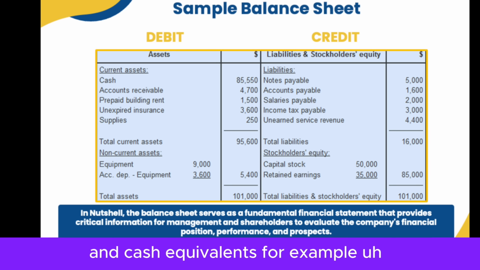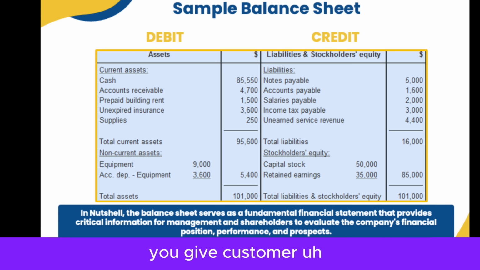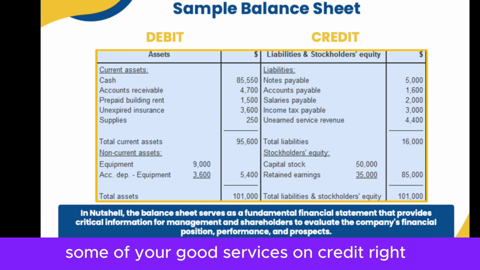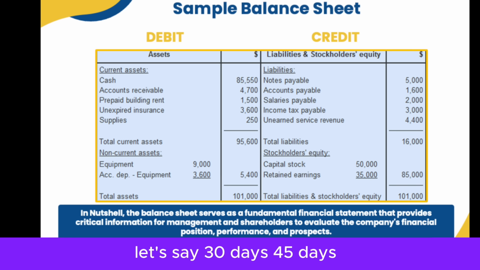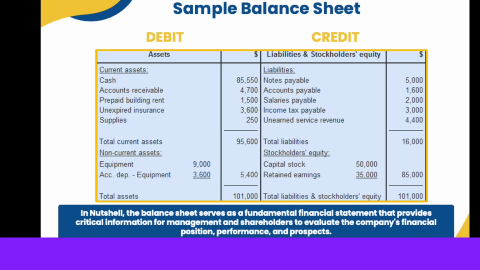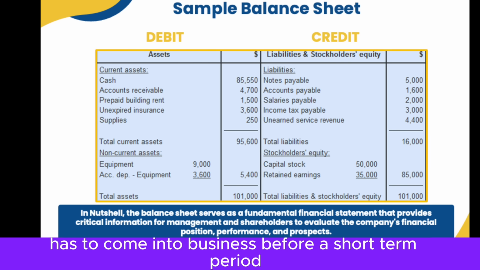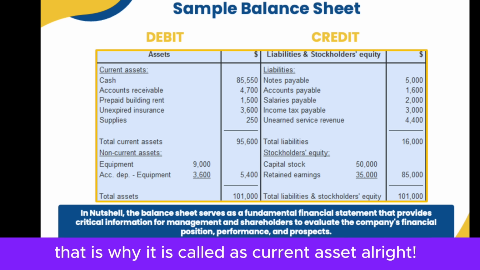For example, let's take an example of accounts receivable. What happens in accounts receivable? You give a customer some of your goods or services on credit, right? And the credit will last for a period of, let's say, 30 days, 45 days, 60 days, 90 days, or maybe sometimes in exceptional cases, 180 days. You will not give a credit beyond that maximum threshold, right? So this receivable has to come into the business within a short-term period, which could be 90 days, 30 days, or 45 days. That is why it is called a current asset.